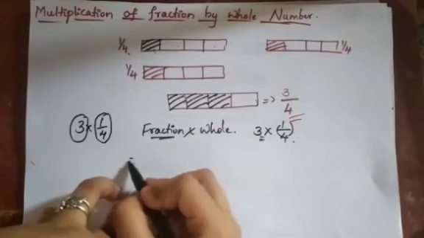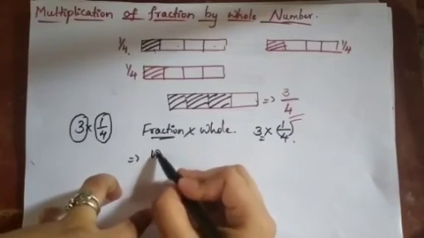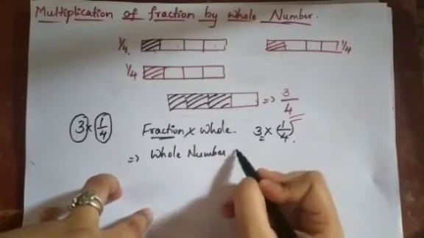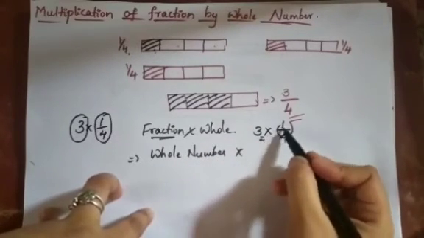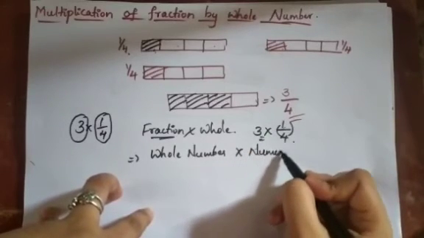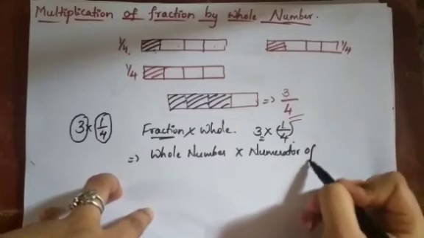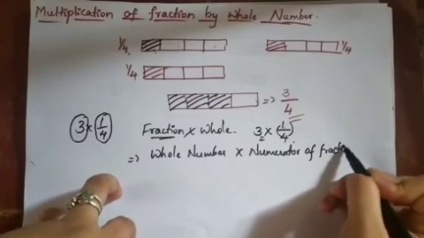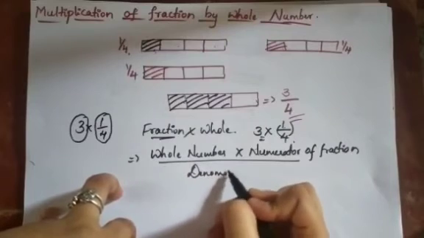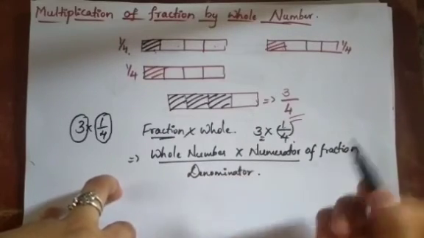So how you have to multiply is, you have to multiply the whole number with the numerator of the fraction. Which is the numerator? It is 1. Whole number into numerator of the fraction, divided by the denominator. Okay, so this is one case.